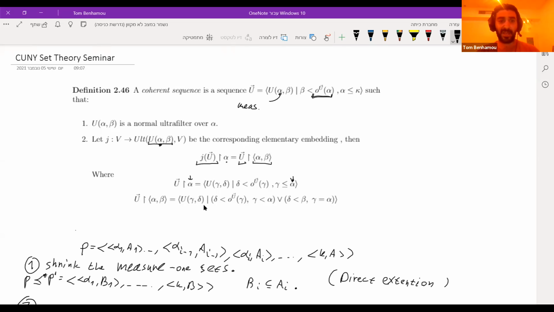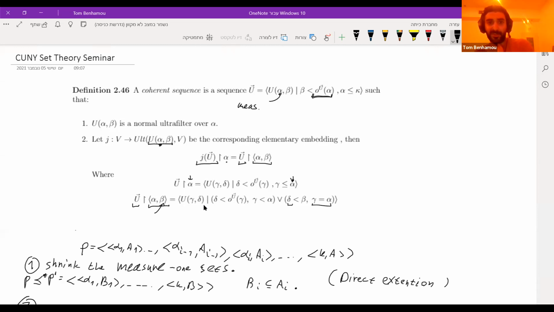Okay, and what does it mean to restrict a coherent sequence to a pair? Take all the measures up to alpha, not including alpha, and on alpha itself we only take the measures up to this beta, which is provided here. So we keep all the measures on alpha which have index below beta.